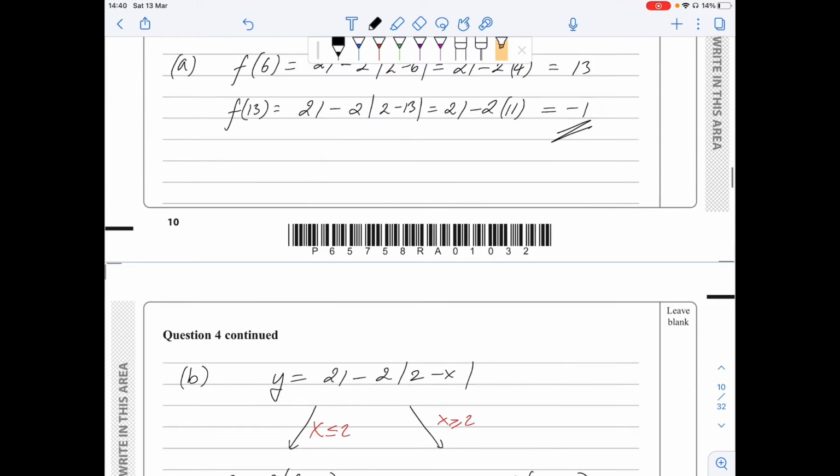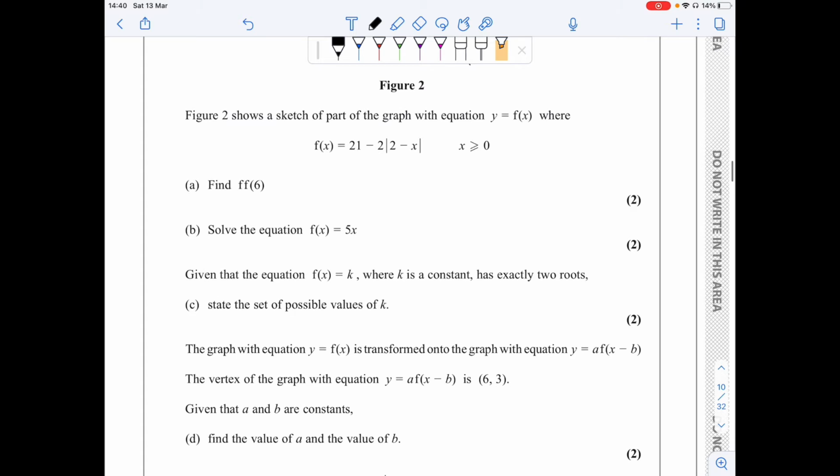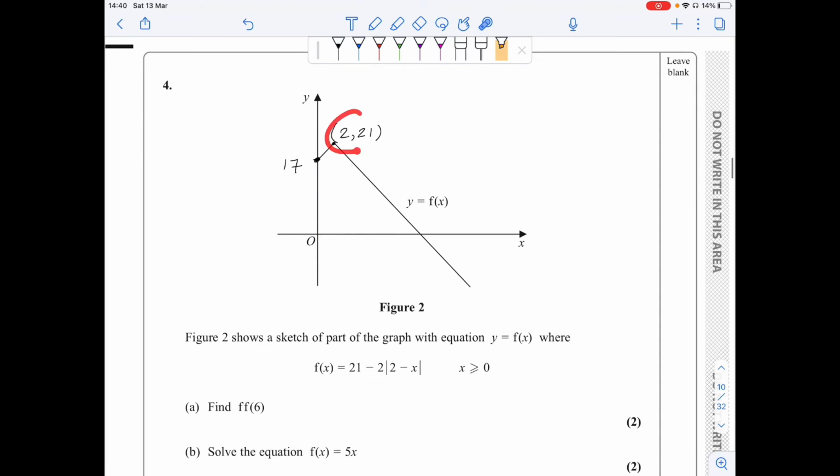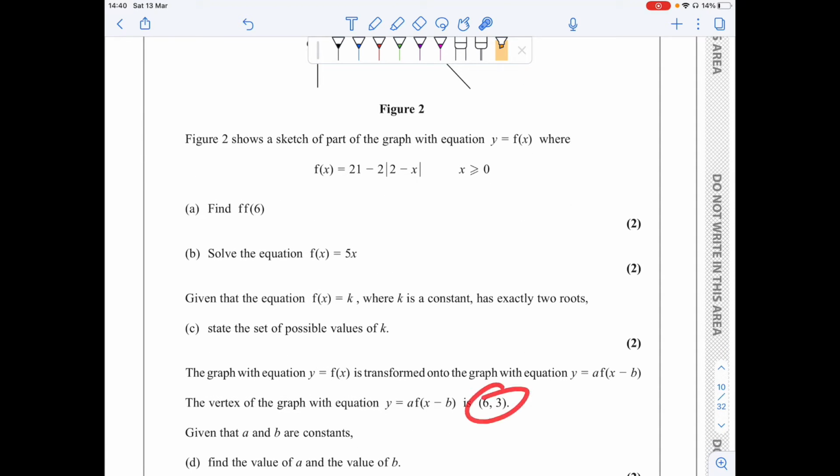And then in part D, this graph has been transformed into the graph with equation y equals a f of (x minus b). Now the vertex of this new graph is (6, 3), so it has moved from (2, 21) to (6, 3). Now that's a vertical stretch by a scale factor of a, and a horizontal translation to the right by b units.